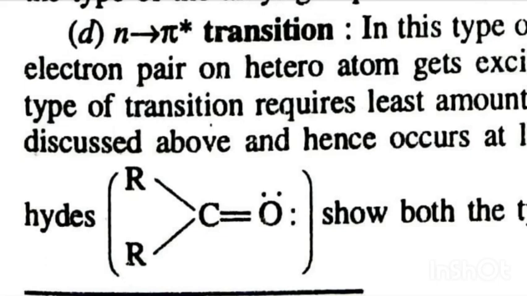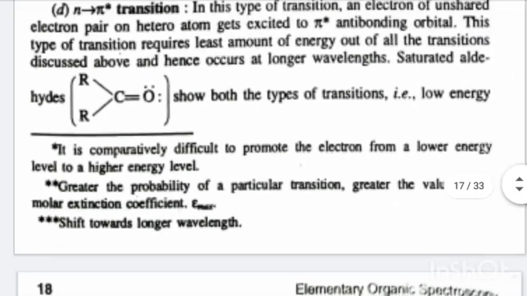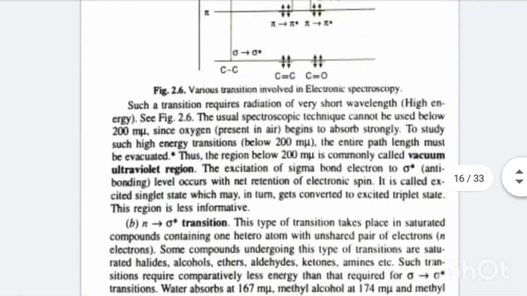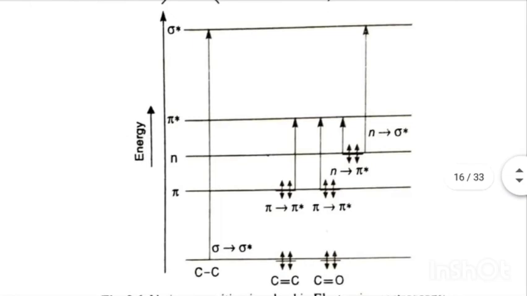So in the fourth type of transition, the non-bonded electron moves from the lower energy state to the pi star state, the higher energy state. So here there is a possibility of n to pi star transition. The non-bonded electron which is available in the oxygen will go to the pi star anti-bonding orbital. So this kind of transition is called n to pi star transition. So we can have a look at all the 4 types of transitions with examples in this case.